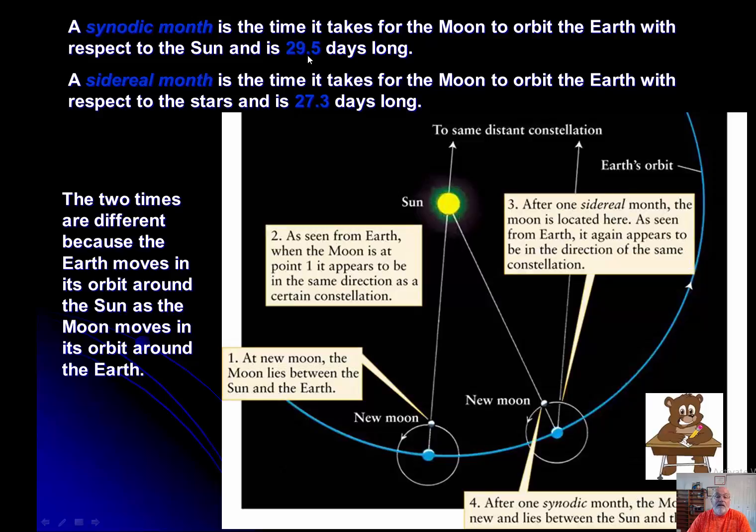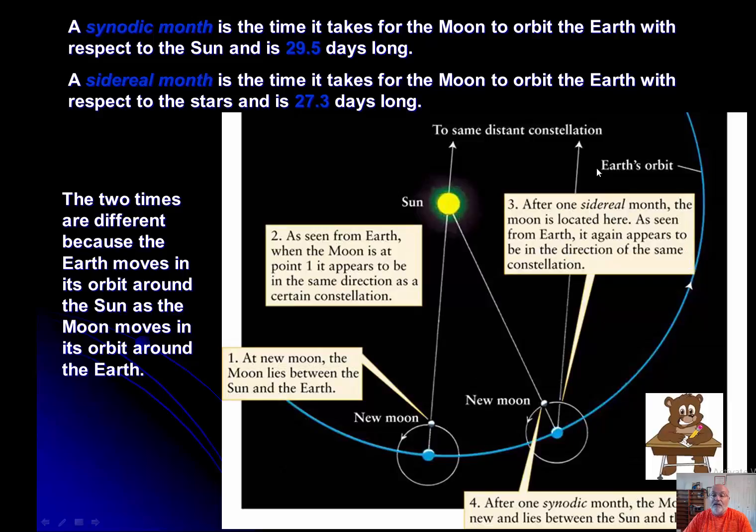Synodic month, again, takes 29.5 days. The sidereal month takes 27.3 days, and the way it works is if you take a look at the new moon, the sun illuminated side of the moon, the dark side's facing the Earth. This is a new moon, and as it goes around, taking 27.3 days to go around, it would be a new moon again, except that the Earth actually moves over to this direction in about a month. And what happens is the new moon isn't there anymore.